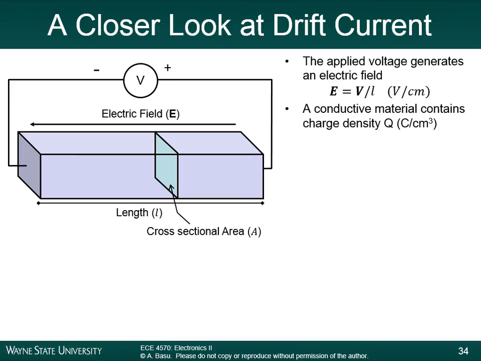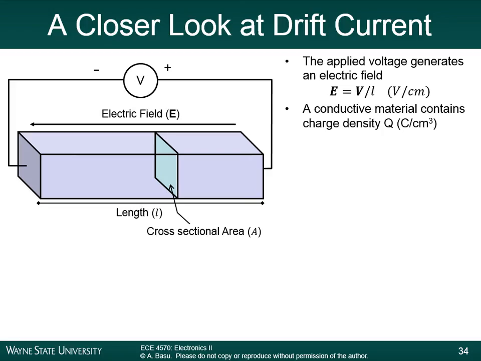So the next concept here is that a conductive material contains a charge density. We can call that Q. And the units for charge density is coulombs per centimeter cubed. The number of charges in a certain volume, that's why it's called charge density or volumetric charge density. If you took out a centimeter cubed of the material, how many charges would you have in there? The more charges you have, obviously, the more conductive the material is. That's why we've been spending all this time calculating the number of charges we have. We'll get to that, and we'll incorporate that into this model in just a second.